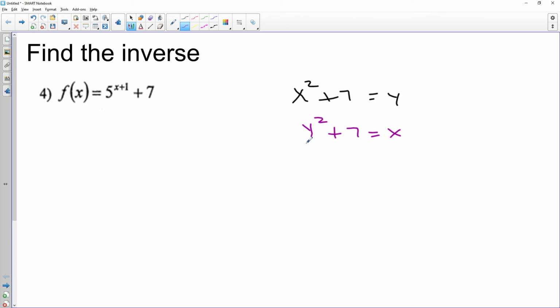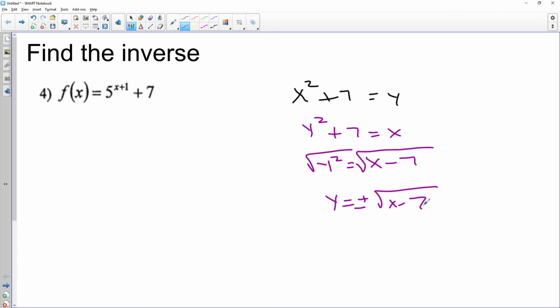And then I can just get y alone again. So I'm going to subtract the 7 over. It'll say x minus 7 equals y squared. And then a big square root over this, on both sides. So y is equal to plus or minus the square root of x minus 7. This is what we did with inverses way at the beginning of the year. Because squares and square roots cancel each other out and are opposites of each other, we can turn one into the other, and the expression at the end will undo the original expression at the beginning.